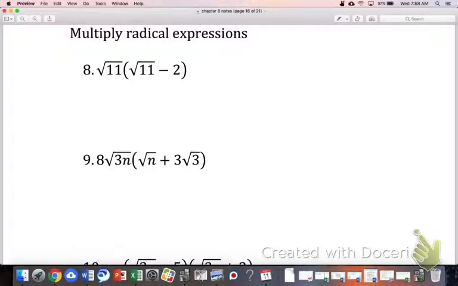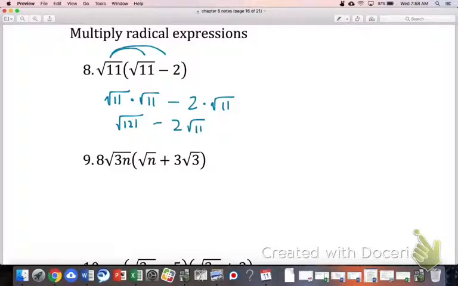All right. So, square root of 11 being distributed in there. You could even draw these in if you wanted to. So let's look at it from this perspective. It'd be the square root of 11 times the square root of 11 minus 2 times the square root of 11 as I distribute. So the square root of 11 times the square root of 11 would be the square root of 121. This would just remain 2 times the square root of 11.